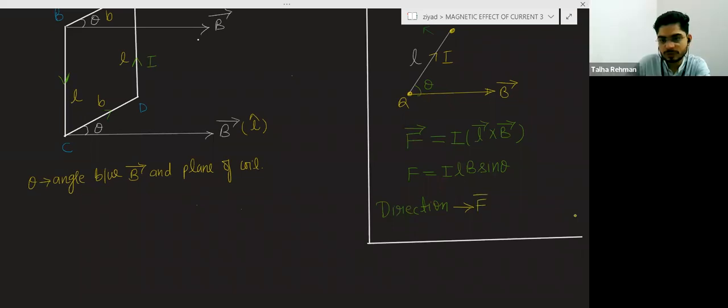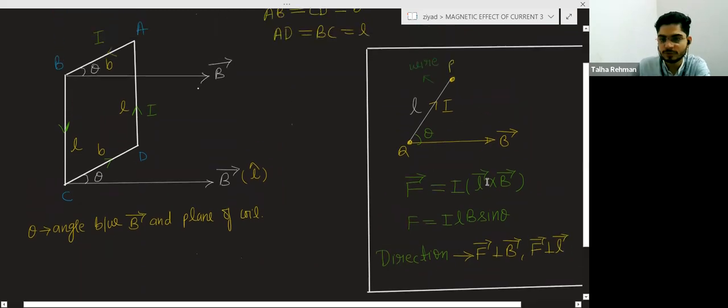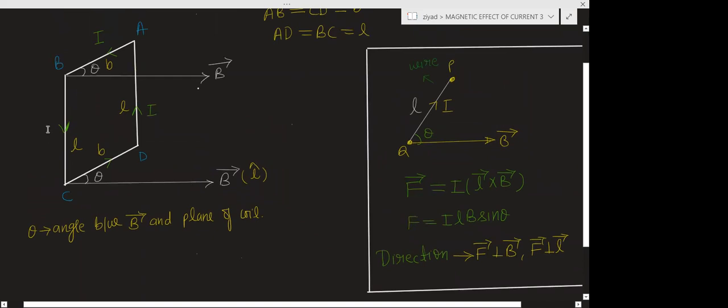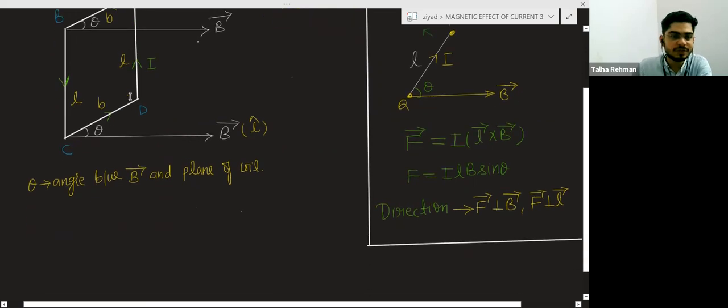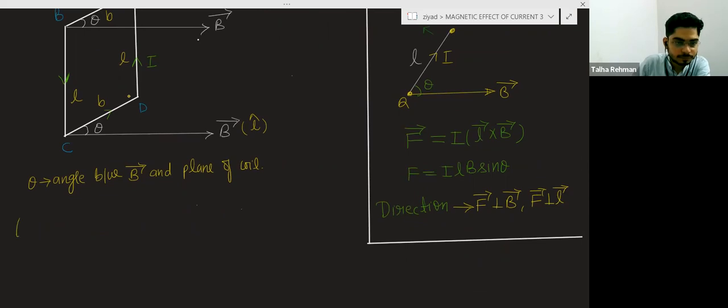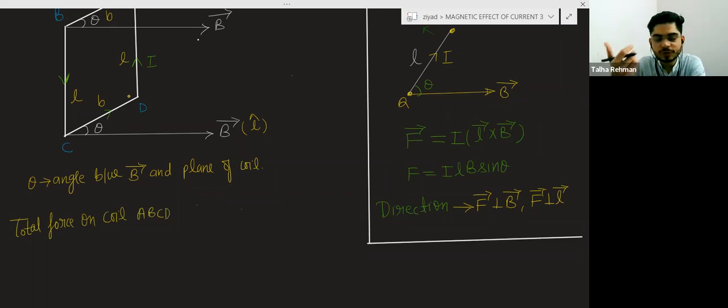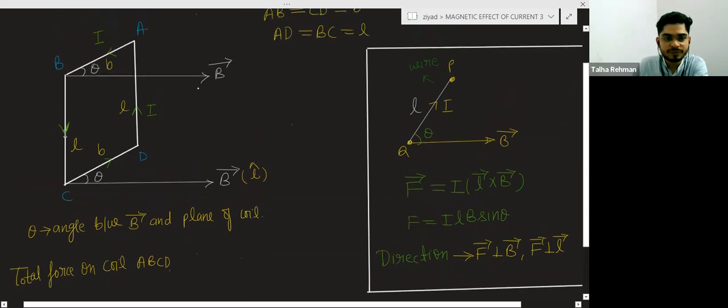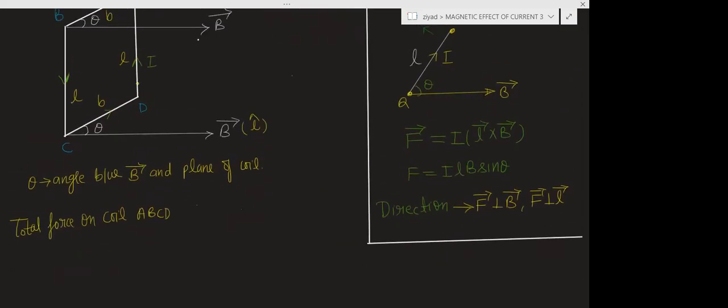This force is perpendicular to the magnetic field, and this force is also perpendicular to the length of the wire, as already discussed from this cross product. Now we will calculate the total force on this coil ABCD. Total force on the coil ABCD means force on AB, BC, CD and DA.